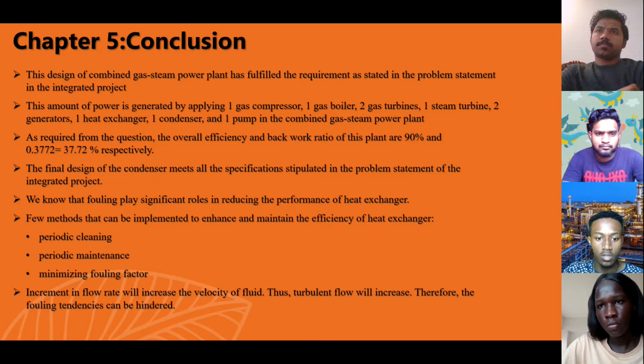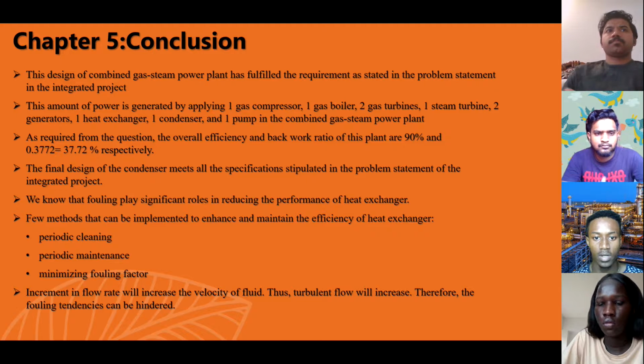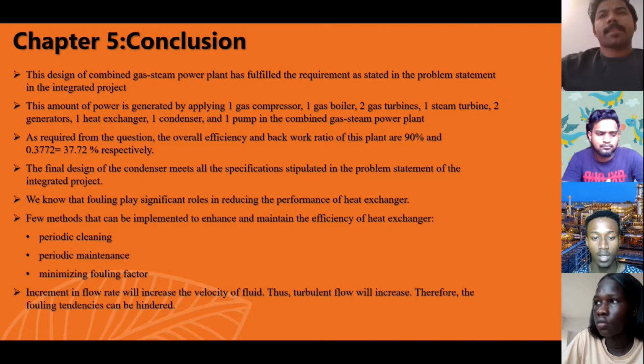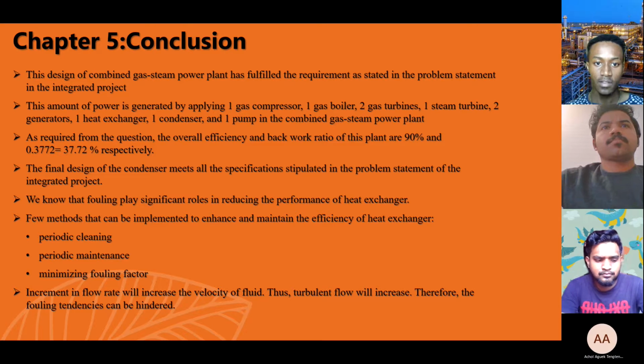In conclusion, this combined gas steam power plant design met the requirements indicated in the integrated project problem statement. In the combined gas steam power plant, this quantity of power is generated by using one gas compressor, one gas boiler, two gas turbines, one steam turbine, two generators, one heat exchanger, one condenser, and one pump. This plant's overall efficiency and backwork ratio are 90% and 37% respectively as needed in the question. And the final design of the condenser meets all the specifications stipulated in the problem statement of the integrated project.